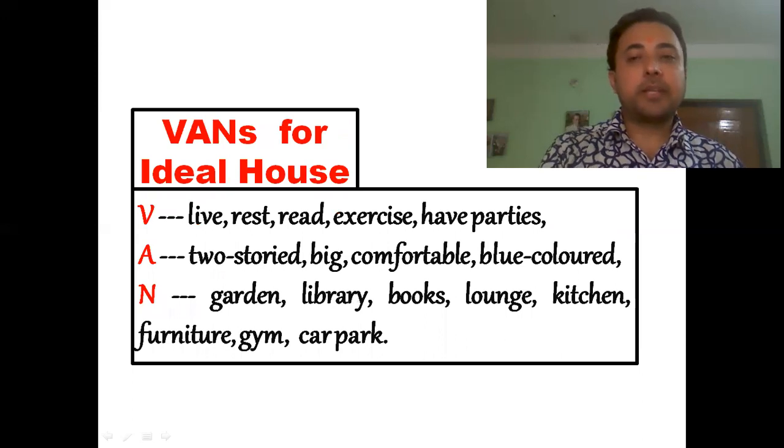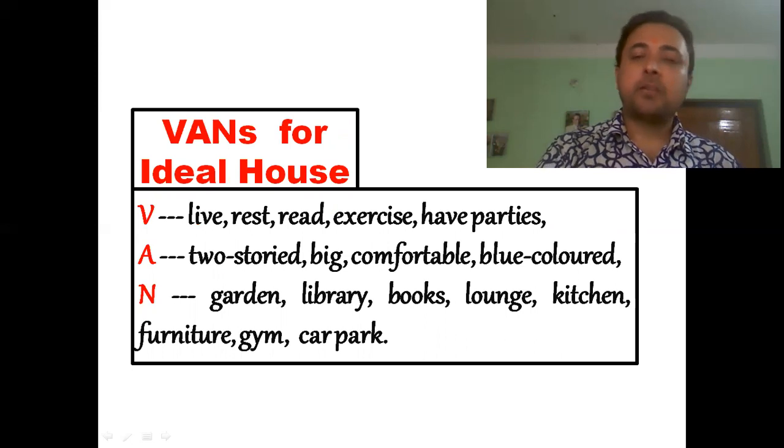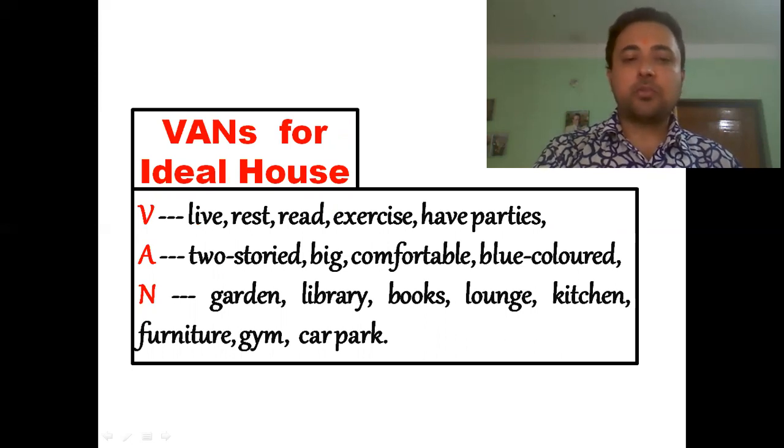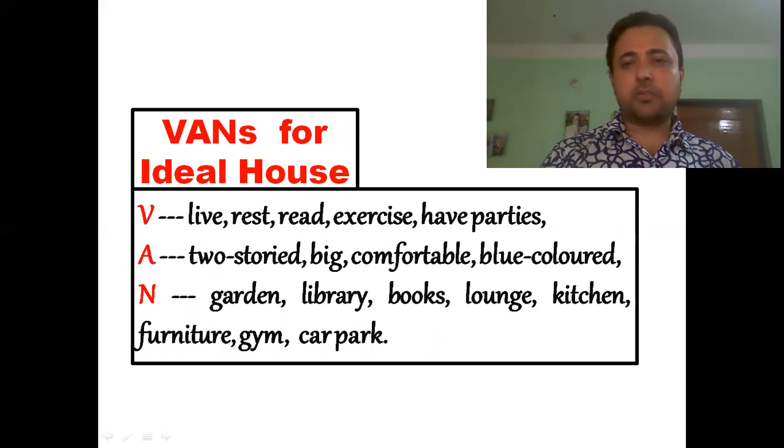What can you do in 1 minute? You can do something like that. VAN, write them separately and think of the words related to the topic now. Verbs: live, rest, read, exercise, have parties. Adjective: two-storied, big, comfortable, blue-colored. Noun: garden, library, books, lounge, kitchen, furniture, gym, car park, etc.